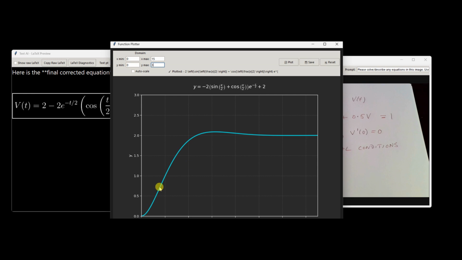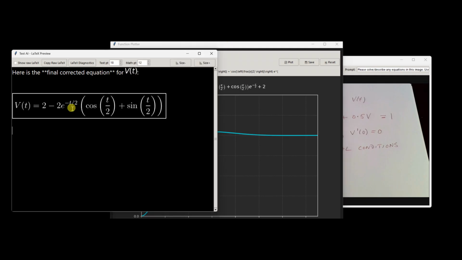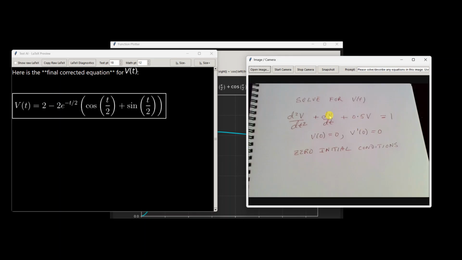Now you see it's underdamped. It's got a steady state value of 2, which makes sense from the equation here. When t goes to infinity, that goes to 2, and it also makes sense from here. This is the characteristic equation, like s squared plus s plus 0.5. When these derivatives are 0, it's steady state, and you get 1 equals 0.5 v, so v goes to 2. That's an old-fashioned way of working out the steady state from derivatives.